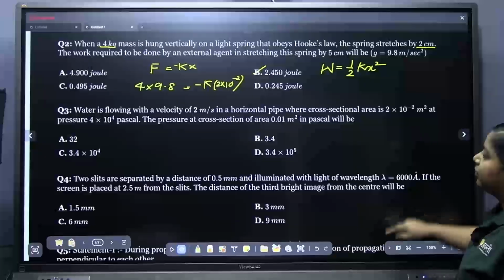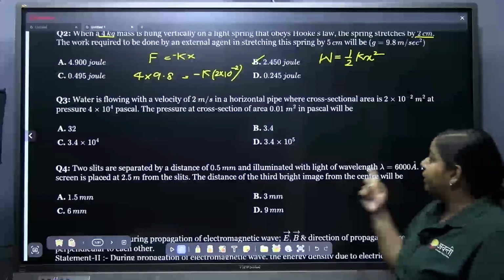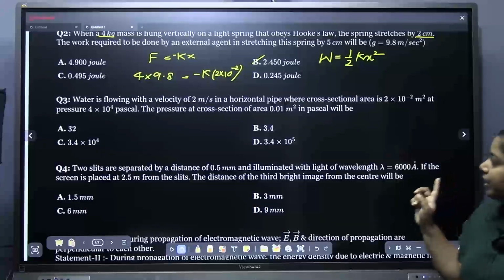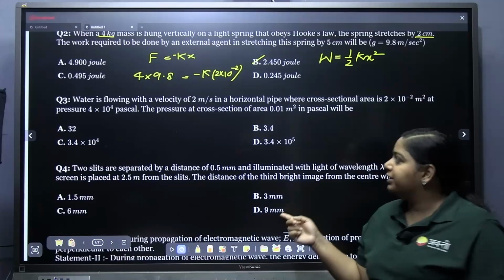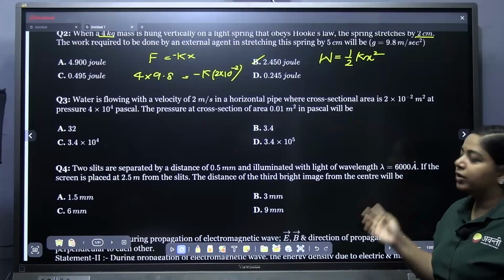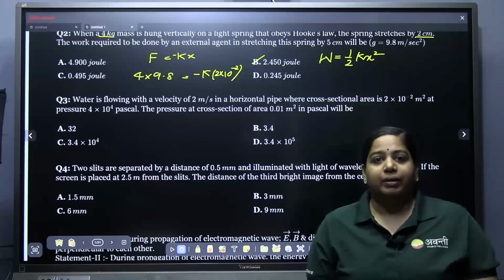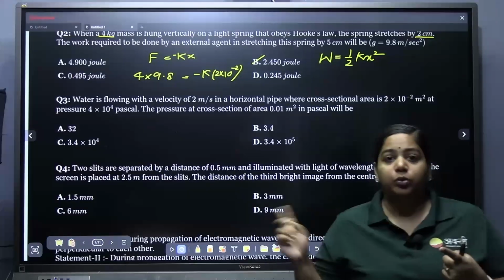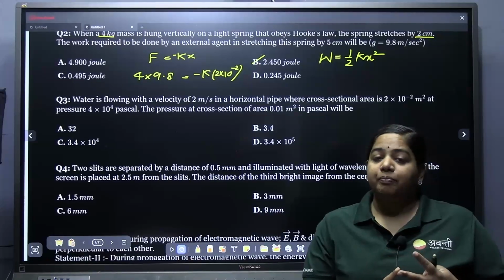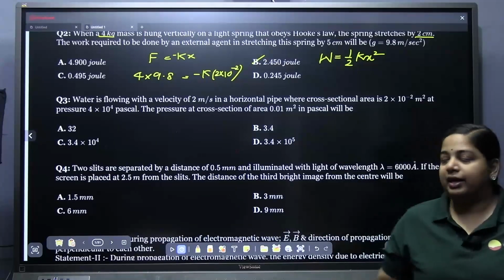Question number 3. Water is flowing with a velocity of 2 meter per second in a horizontal pipe where the cross-sectional area is 2 into 10 to the power minus 2 meter square and pressure 4 into 10 to the power Pascal. Pressure at cross-section area 0.01 meter square in Pascal will be. So this is from fluid mechanics, or properties of fluids, and we have to apply two concepts here. They are the equation of continuity and Bernoulli's principle.